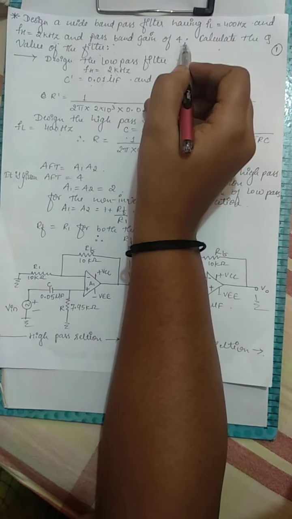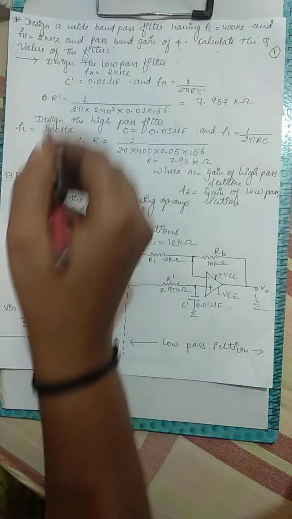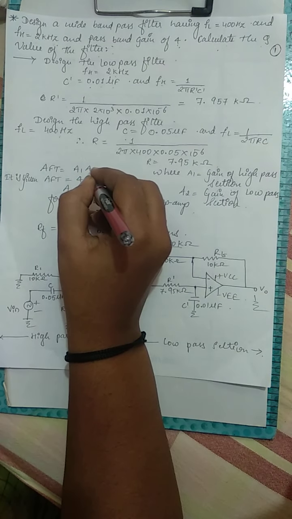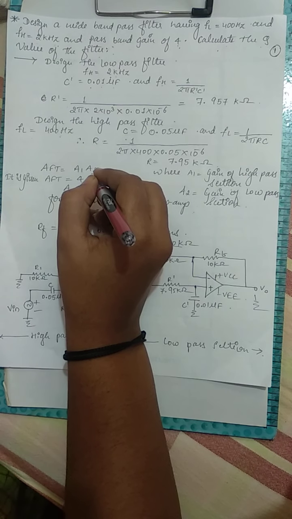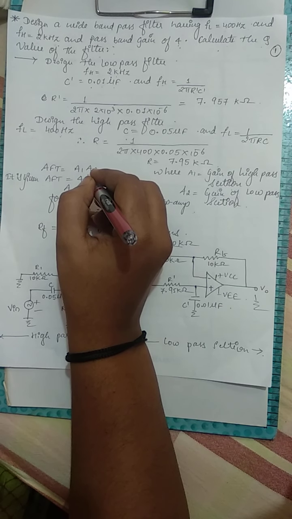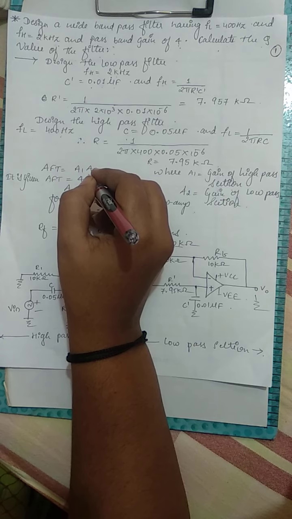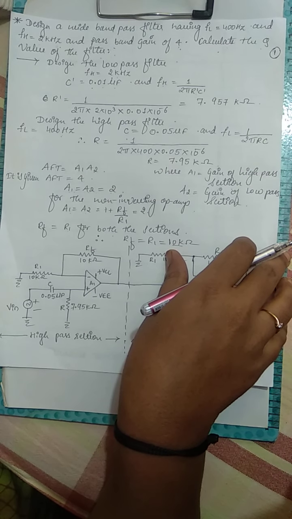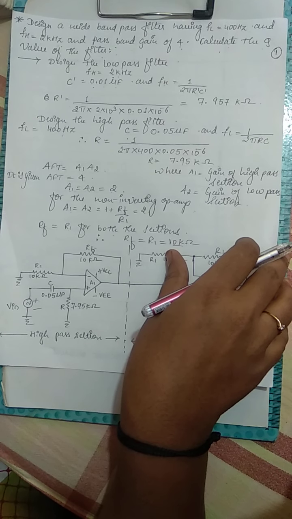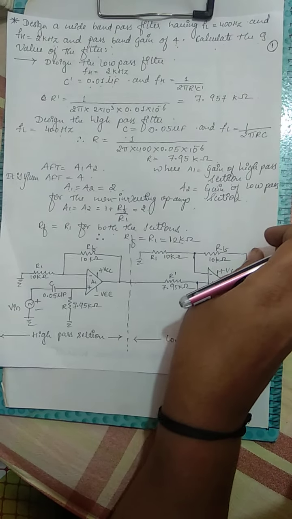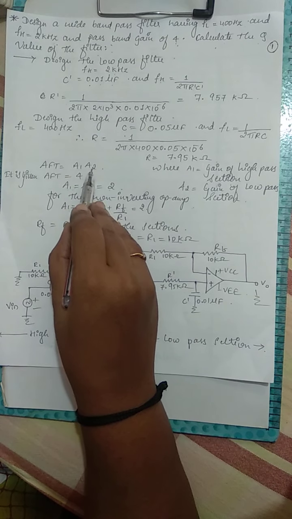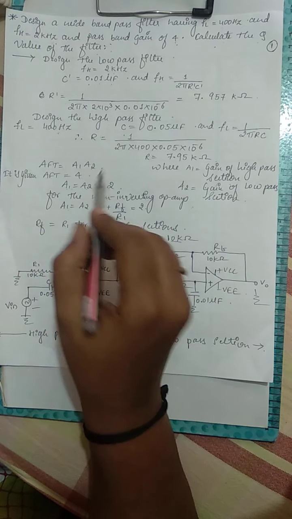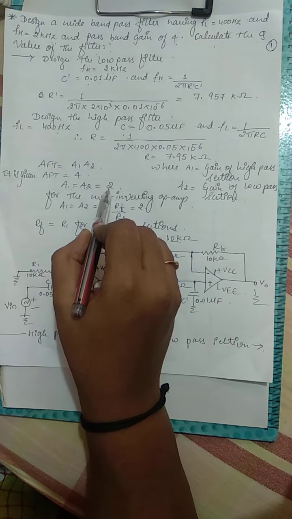The passband gain is given as 4. That is, the total passband gain AFT equals A1 into A2. In the wide band pass filter, the circuits are connected in cascade form. The overall gain of the wide band pass filter is the product of the two gains. So AFT equals A1 into A2, which equals 4. So A1 equals A2 equals 2.